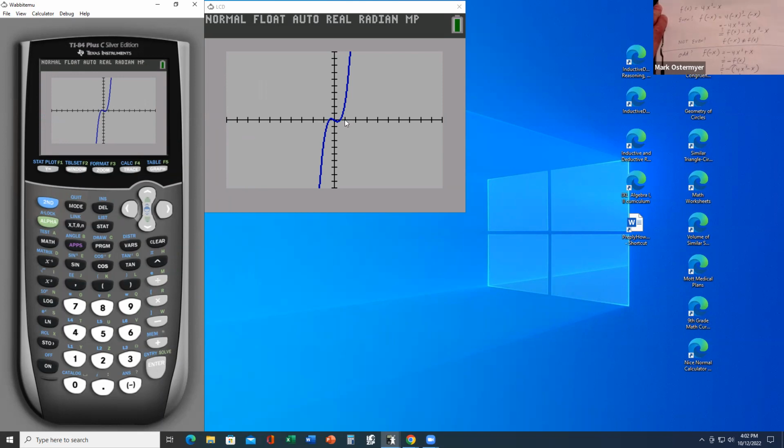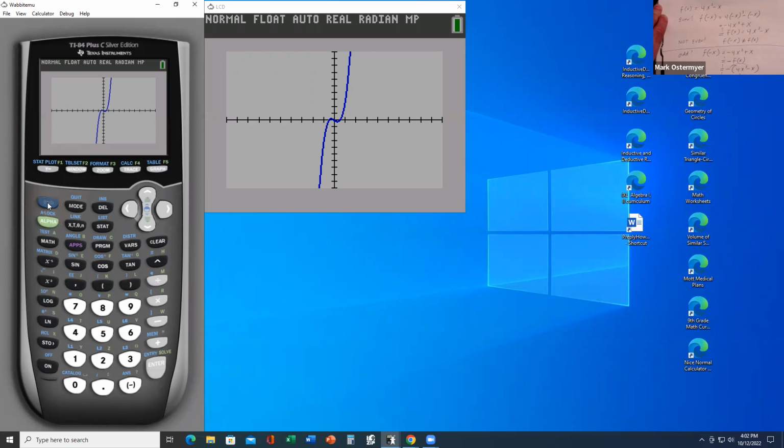In other words, if I choose a point on this graph, which looks like (1, 2), is the point (-1, -2) also on the graph? (1, 2) is on the graph. Is (-1, -2) also on the graph? It looks like it. Sure it is. It's right there, correct?